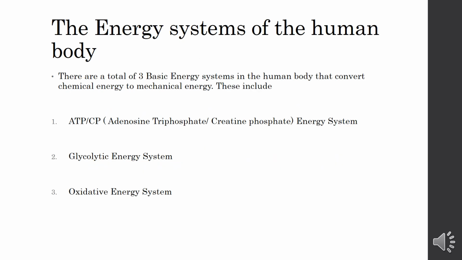Now, the energy systems of the human body. There are a total of 3 basic energy systems in the human body that convert chemical energy to mechanical energy. These include the ATP-CP that we're going to study today, and the glycolytic energy system and the oxidative energy system that we're going to study in our future lectures. So the ATP basically stands for adenosine triphosphate, okay, and the CP stands for creatine phosphate energy system. Now what is ATP-CP energy system? That is what we're going to study now.